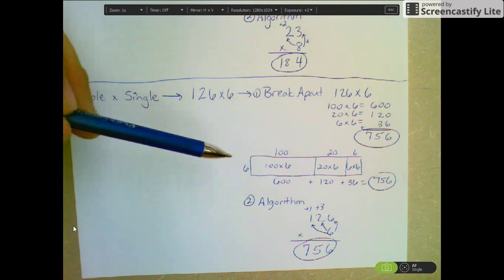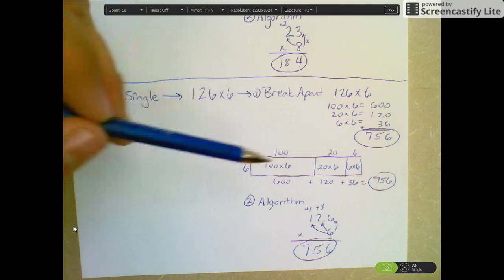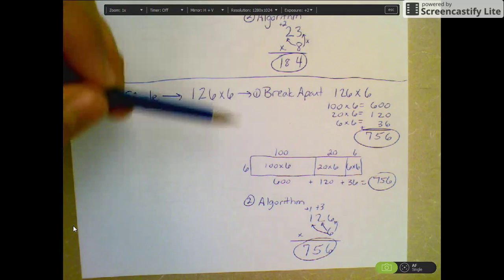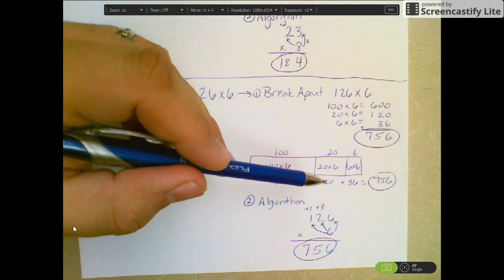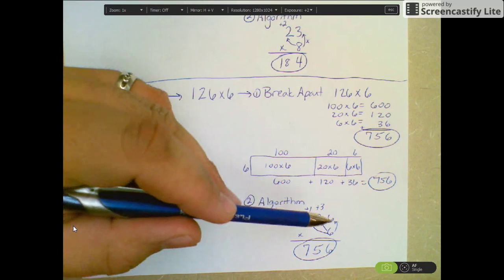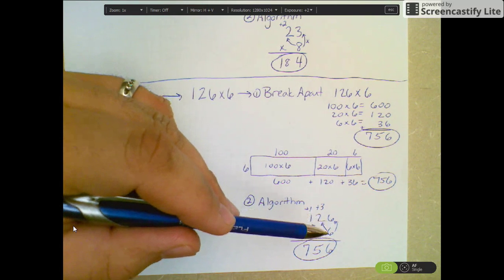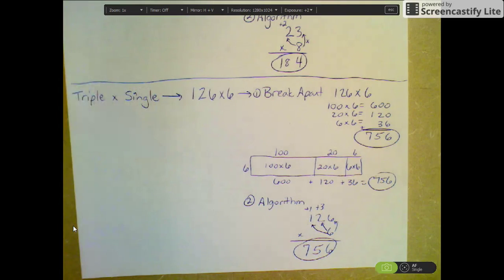The area model, the number 126 is broken apart on the top. The number we're multiplying by stays on the outside. And there's your multiplication problems with the answers, adding them as well. The algorithm stays the same. Your ones place times your ones place, your ones times your tens. Now we take it a step further and do ones times the hundreds place. So that is your triple times single strategies.